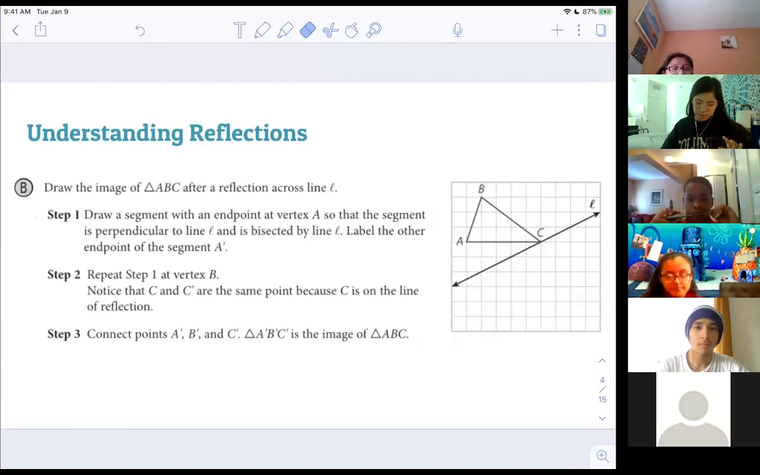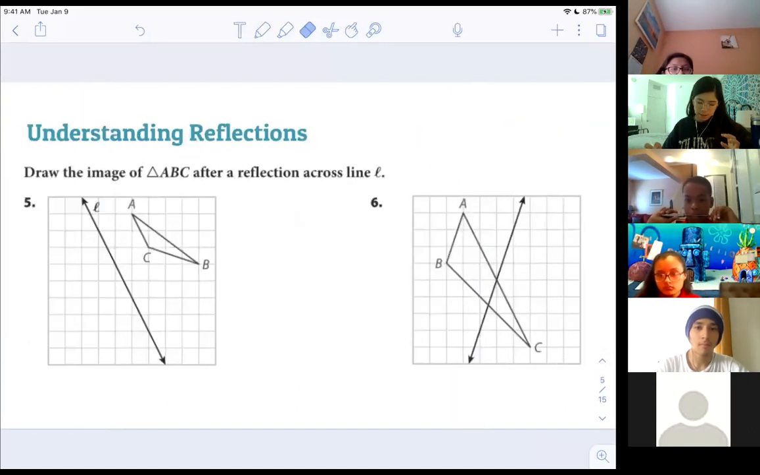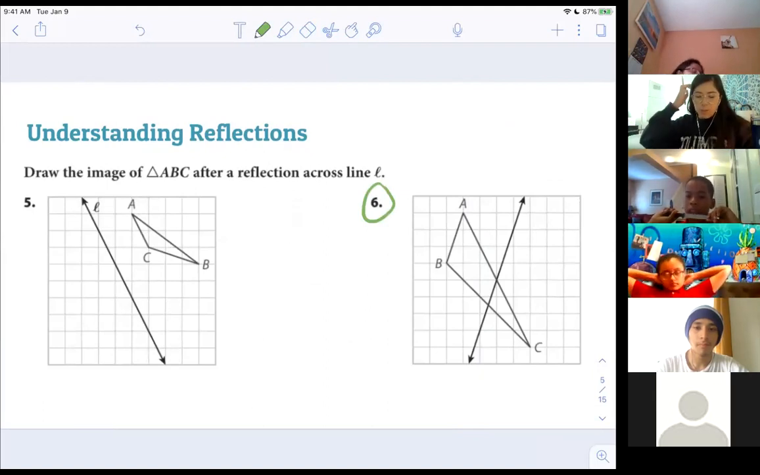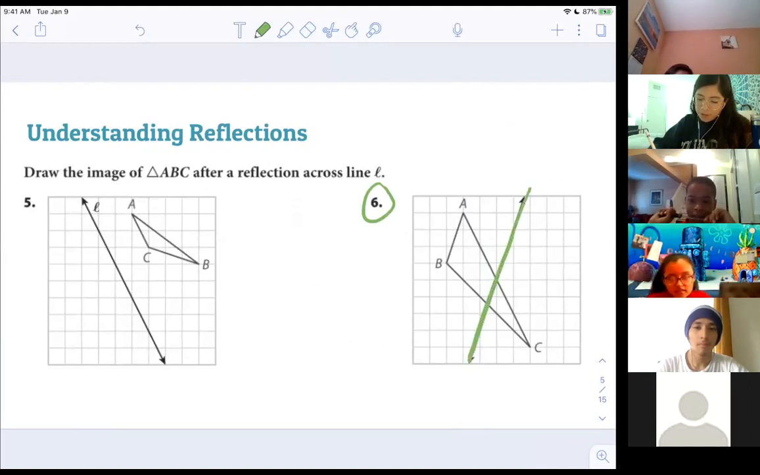Okay, I'm going to skip this one because it's the same thing and I don't want to bore you guys too much, but I'm going to do just number 6 because that one's a little bit interesting. So what's different about number 6? The shape is like on both sides. Yeah, so the line of reflection is passing through my shape.